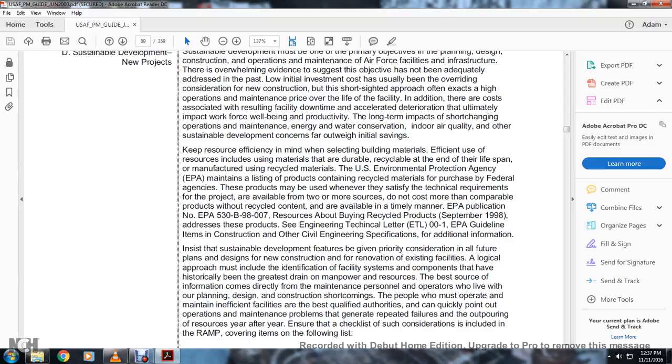The Environmental Protection Agency maintains a list of products containing recycled materials that are purchased by federal agencies. The products may be used if they satisfy the technical requirements of the project and are available from two or more sources, and if comparable products with recycled content are available in a timely manner. Environmental Protection Agency publication number EPA 530-B-98-007, Resources About Buying Recycled Products, September 1998. Address the products in the Engineering Technical Letter, the engineering policy guidelines, construction and other civil engineering specifications. Additional information.